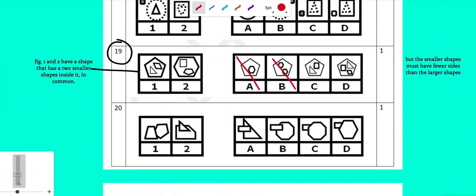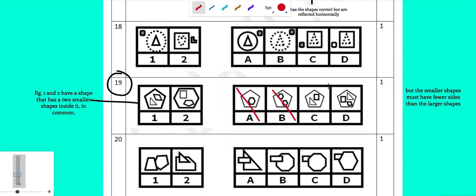Moving on to question number 19, where if we see, the bigger shapes have 2 smaller shapes with lesser number of lines in them. If this is a pentagon here, we have a triangle and a 4-line shape inside of it. So the smaller shapes are to have lesser lines than that of the bigger shape. And similarly it is the same here in figure 2.